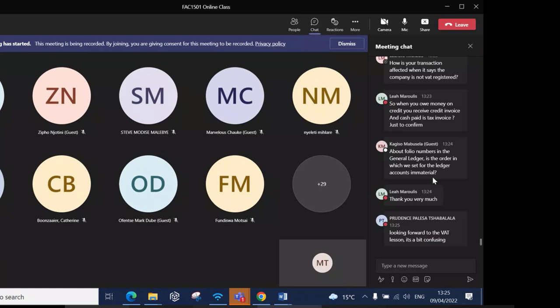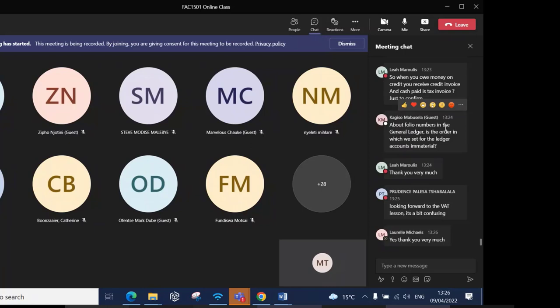About the folio numbers in the general ledger, is the order in which we set the ledger accounts material? Kagiso, I will be going through the general ledger in detail, and explaining those folio numbers: B for balance sheet accounts, N for nominal accounts, which are the income statement, so B1, B2, N1, N2. We will be going through the ledger accounts in detail in one of the lessons. I'm looking forward to it.